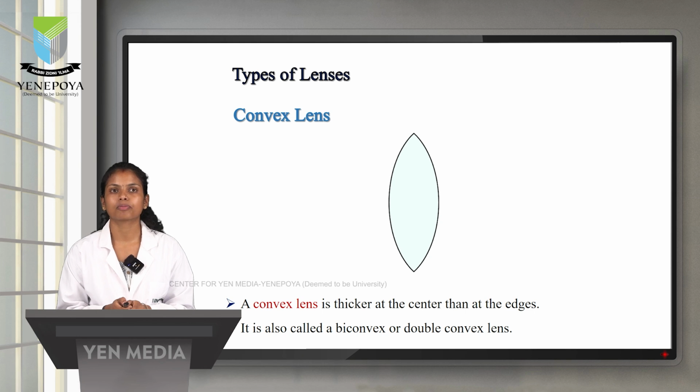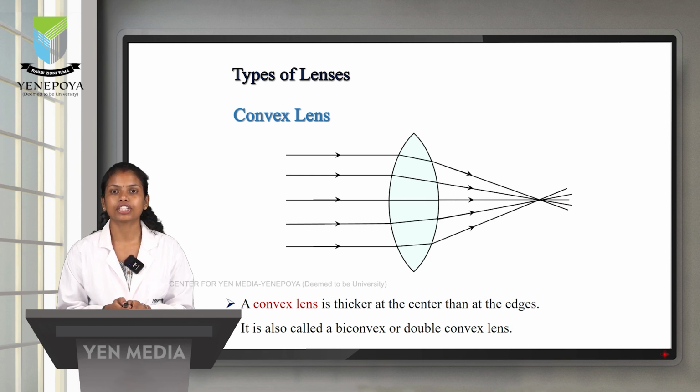Types of lenses. Lenses are mainly of two types, convex lens and concave lens. Convex lens: a convex lens is thicker at the center than at the edges. It is termed as a converging lens since a parallel beam of light incident on the lens after refraction converges at a point F. It is also called a biconvex lens or double convex lens.